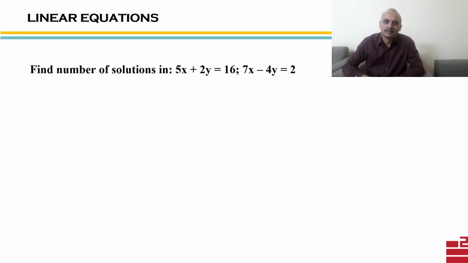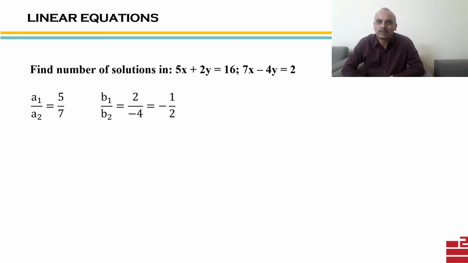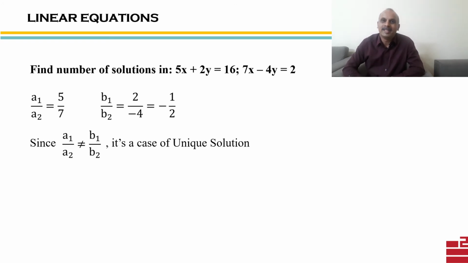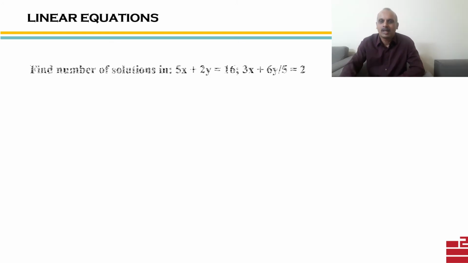Look at this example. We have to find out the number of solutions in this system of equations. For that, I need not solve the entire equation system as such. I just have to apply the conditions we saw on the previous slide and see what happens. So my ratios are like this. a1 by a2 is 5 by 7, whereas b1 by b2 is negative 1 by 2. And since they are not equal, it becomes a case of unique solution. We don't have to actually solve the equations to know how many solutions there are. Let's try one more problem.